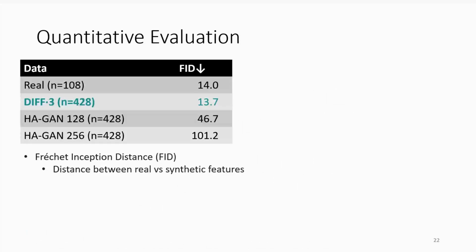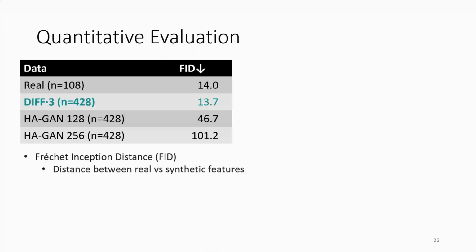Okay, let's go back to our results. In terms of our result, we have to evaluate this based on this realism metric. So we calculate the Frechet inception distance, basically the distance between the real versus synthetic features, calculated using the inception network. When we compare the real or the test data compared to the training, the FID is 14, and in terms of DIFF-E it is pretty close as well, at 13.7.